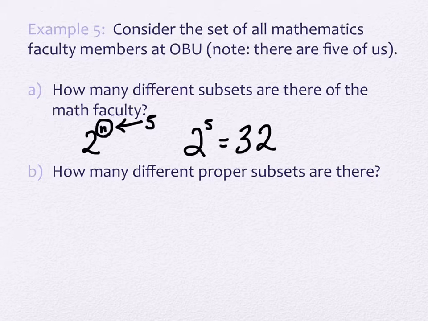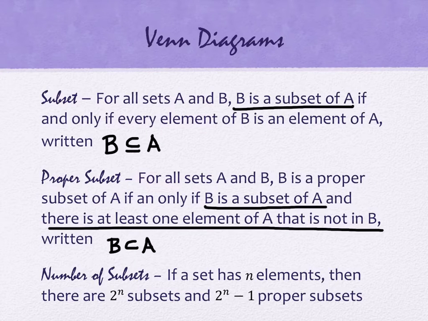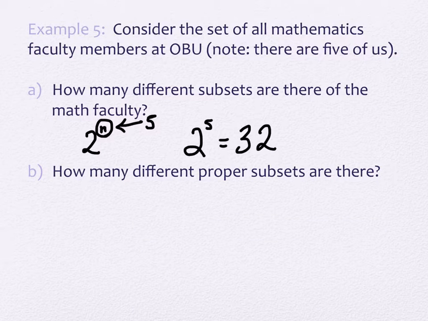Let me do part B, and then we'll talk about how you could actually list them if that were what you were looking to do. Where did we get the 2? It is in the formula over here. So it's always 2. How many proper subsets are there?